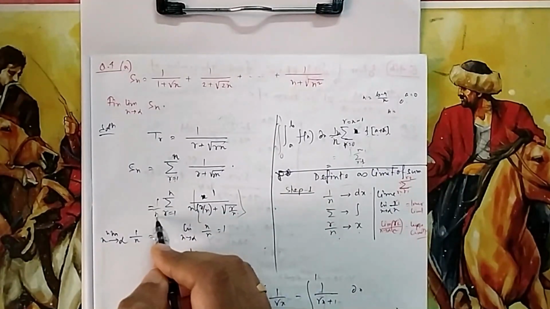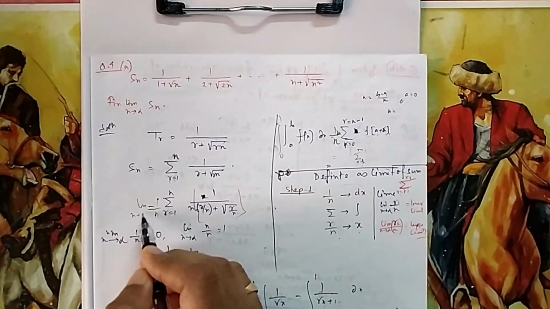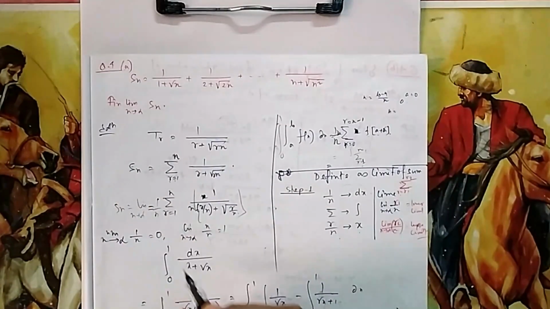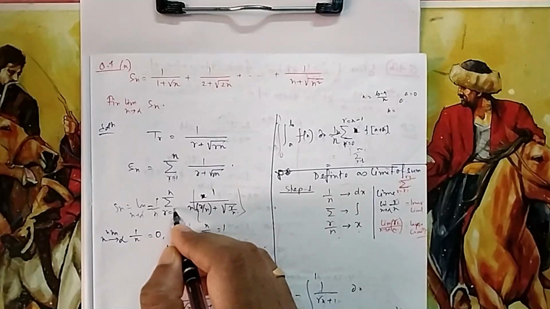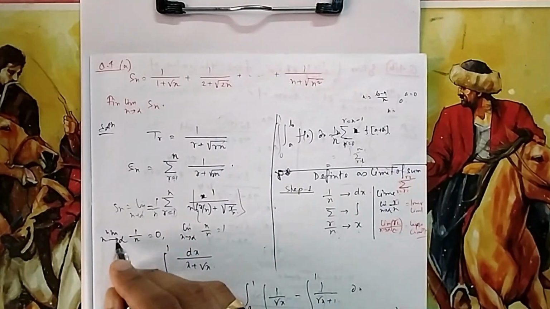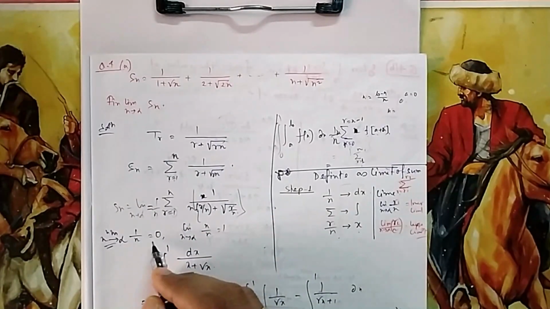So this n can go outside, and it is given that n tends to infinity, this summation Sn. So now this will look like this. This summation will change to integration. Limit will be 0 to 1. You can also find this limit this way. This is the lower limit divided by n, then you put the limit n tends to infinity. So it will be 0.